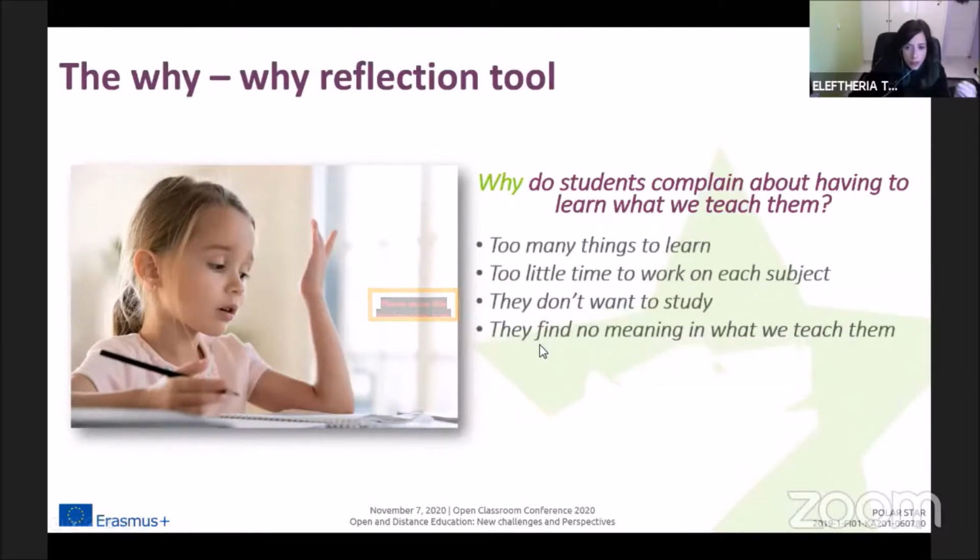Because they have too many things to learn, fair enough. Because they have little time to work on each subject, which is also true. Because they don't find meaning in what we ask them to learn, and because they don't want to study, which is also pretty fair, actually. So I'm going to focus on the last one. They find no meaning in what we teach them. This is very often the case.